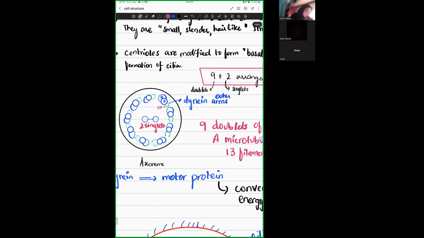What it does is that these arms attach to the adjacent, the neighboring microtubule, and then once attached, it contracts or bends, which causes a sliding force, a sliding motion to be generated.